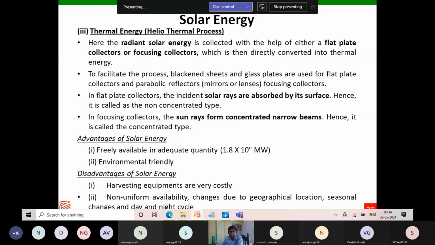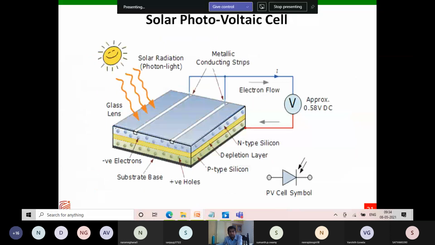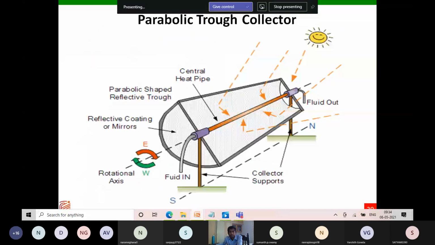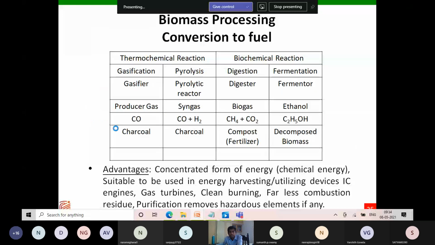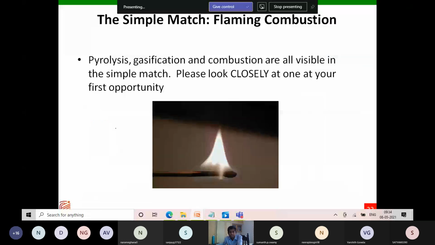So thus we have seen the solar energy conversion under the technology name heliothermal process. We have seen three types: flat plate collectors, solar dishes, and parabolic collectors. These are the three different types we have seen. Then I want to tell you about solar energy. Is there anything that I have missed? I am just looking at that. No, I have not missed anything about solar energy.